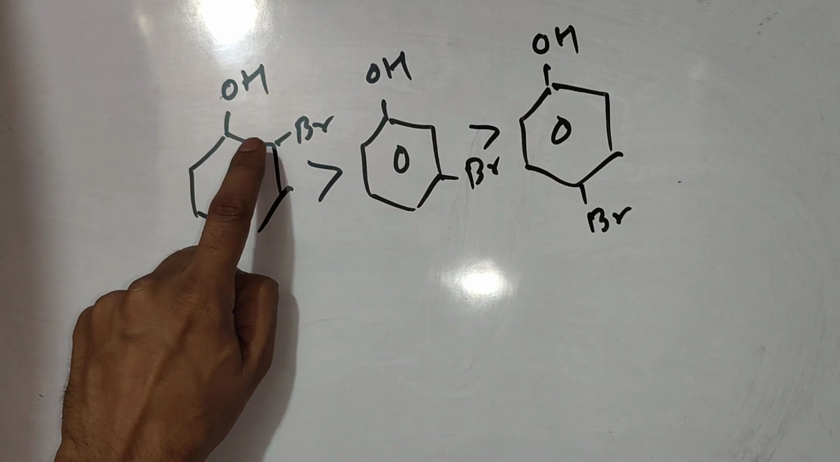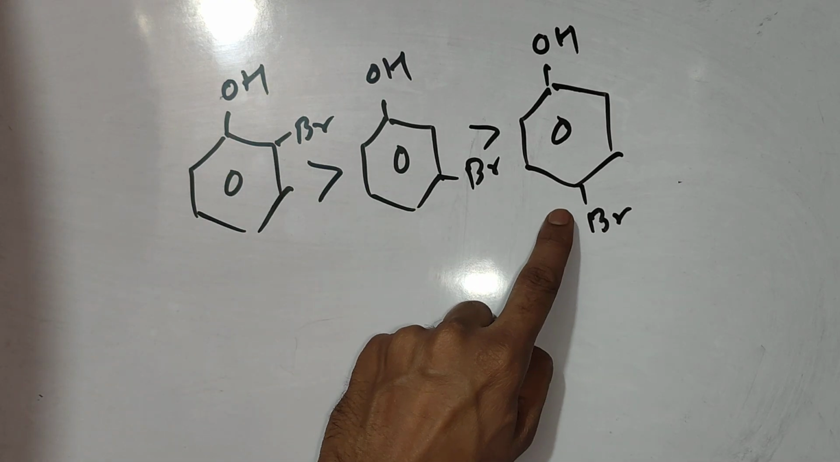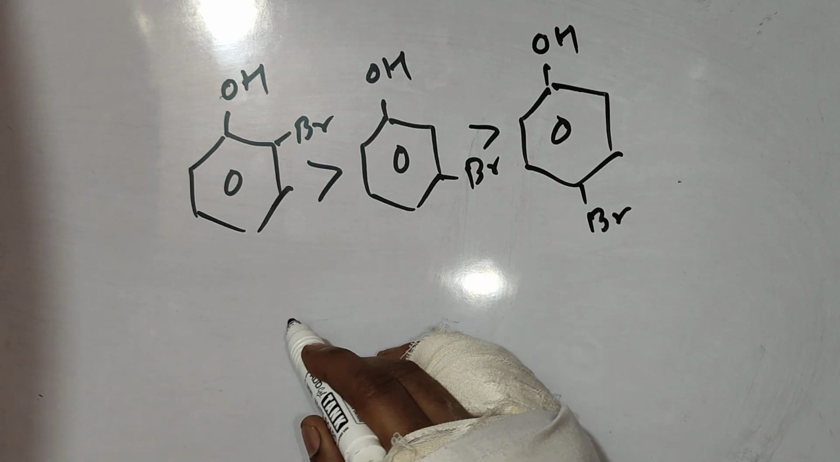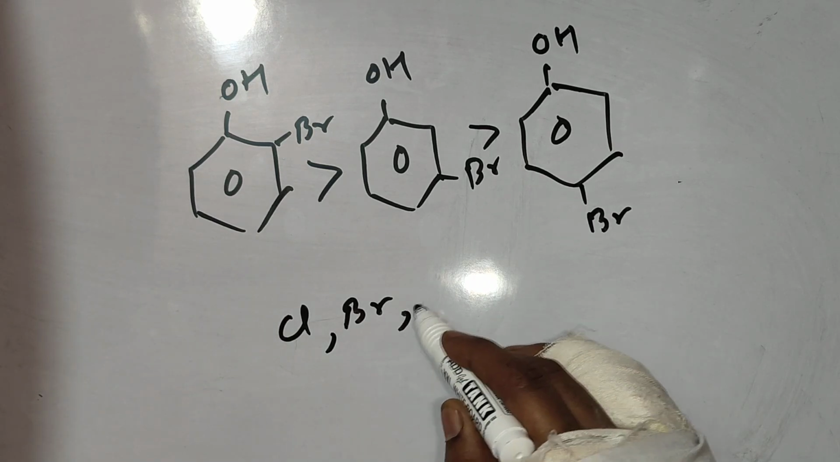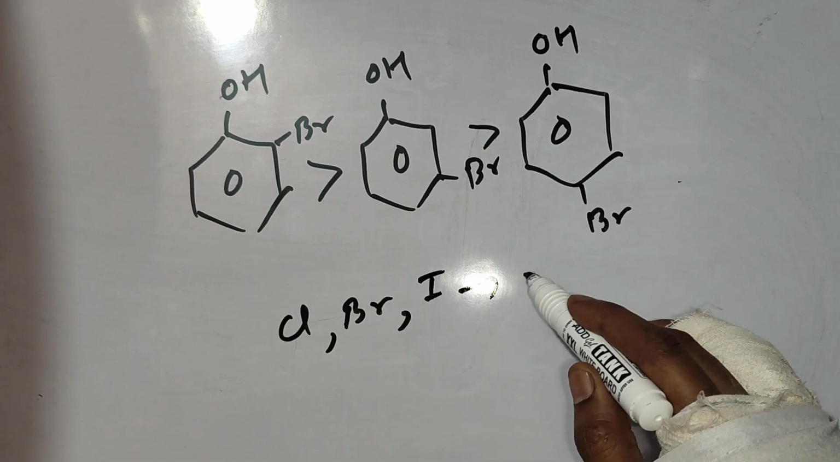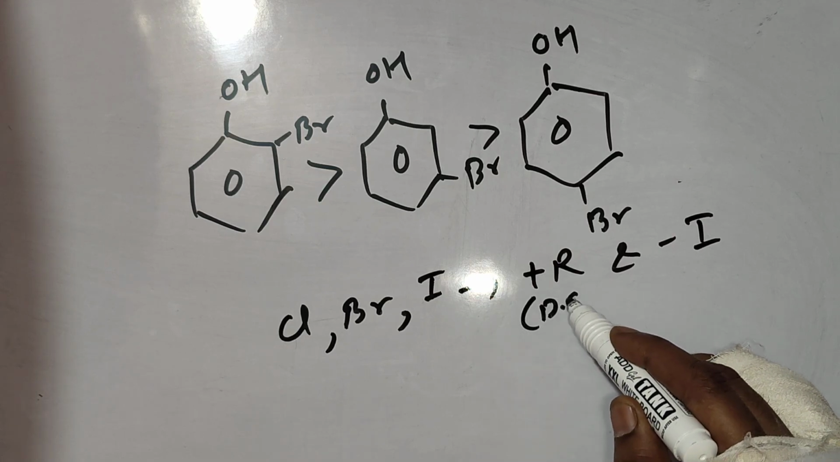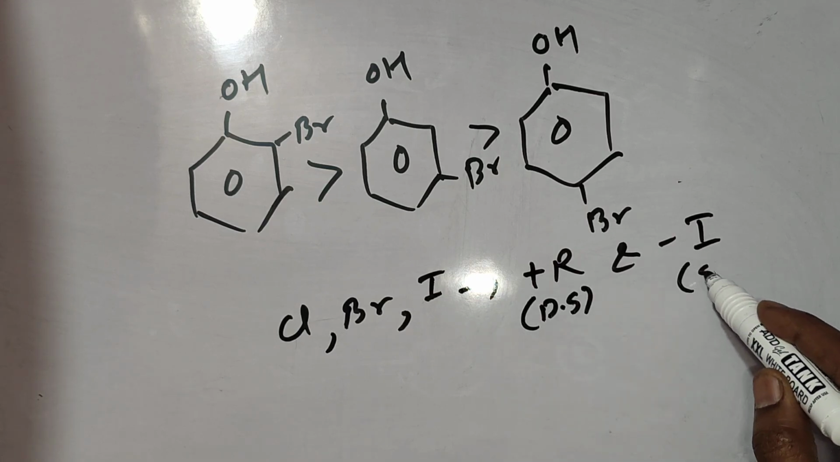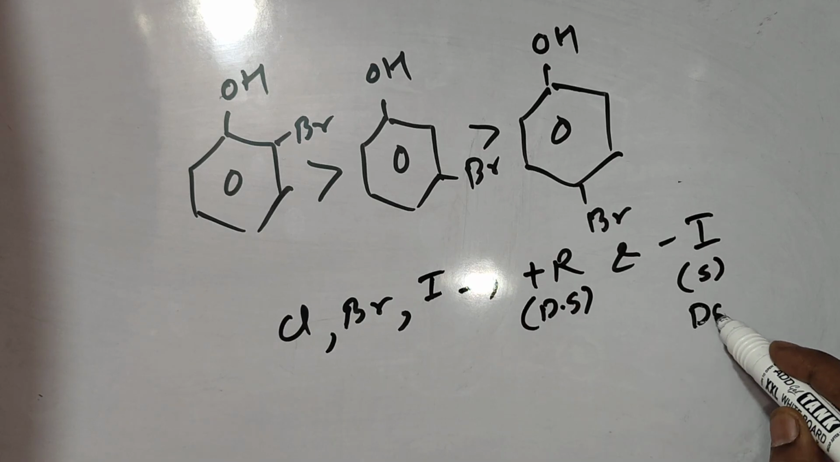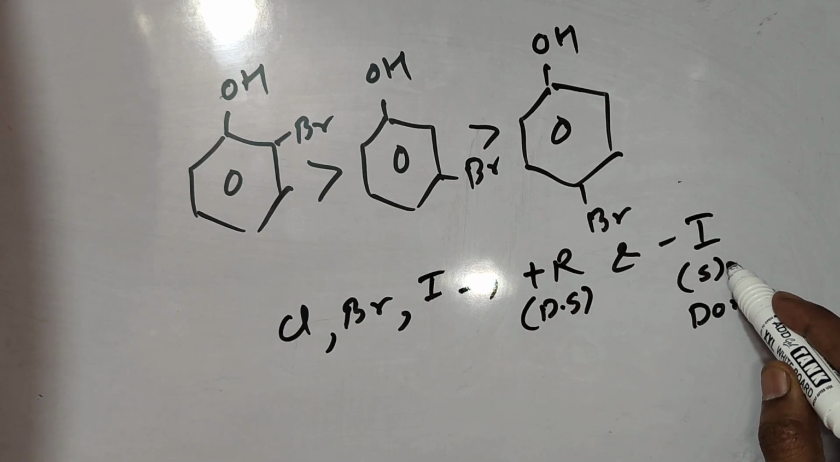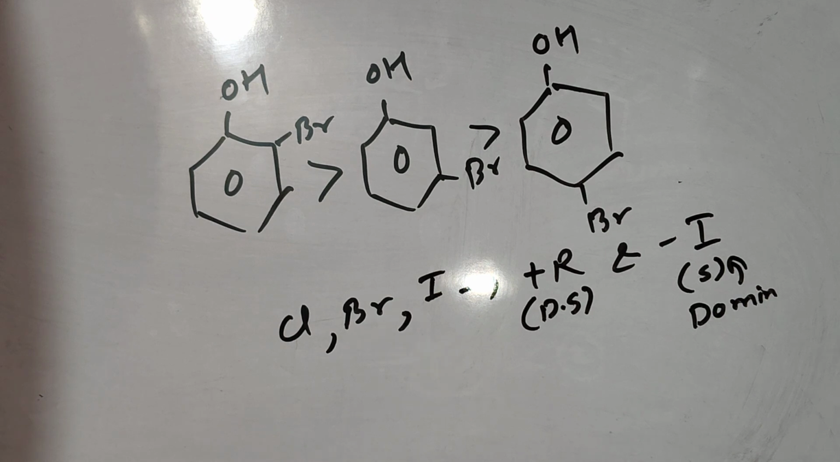In the previous video I told you that chlorine, bromine and iodine show two types of effects, plus R and minus I. Plus R wants to destabilize the anion, minus I wants to stabilize. Here it is dominating. The minus I effect is dominating, and the minus I effect depends on distance. As distance increases, its power decreases. Same for iodine. That's it in this video for this comparison.